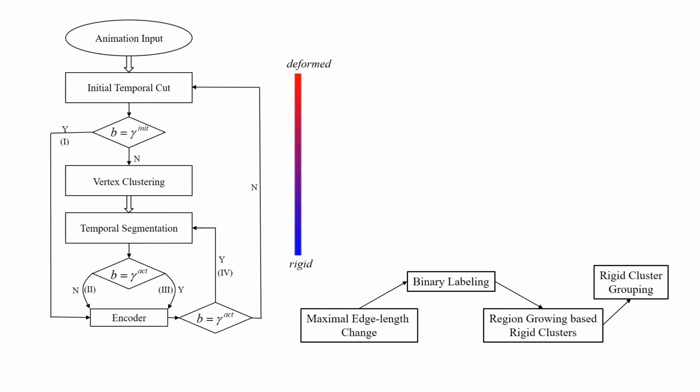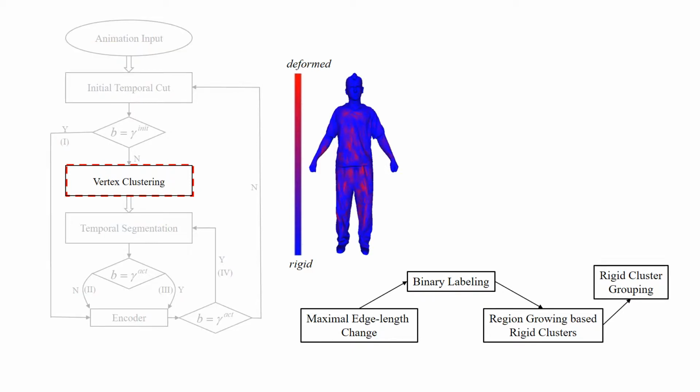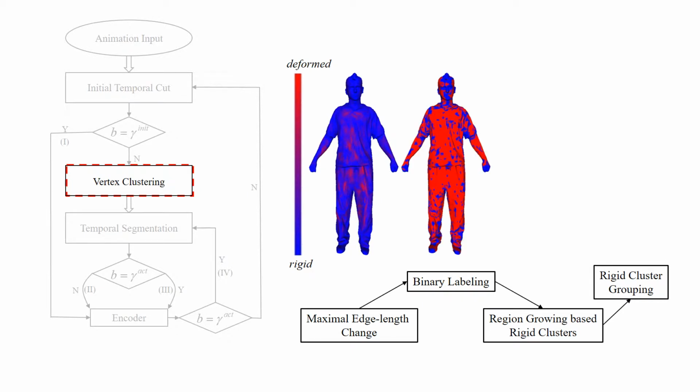After the initial temporal cut, we continue to compute the spatial segmentation based on the dynamic behaviors of different vertices. We first compute the maximal edge length change for each vertex pair. Then we conduct a binary labeling to label the vertices as deformed or rigid based on the deformation level.